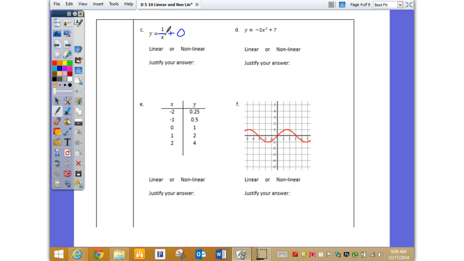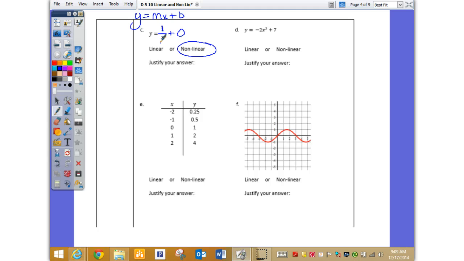Now, it's 1 over x. It's not 1x. Is that going to make a linear or a nonlinear? That is going to make a nonlinear line. It's not in y equals mx plus b form. Because here you're going to have to divide 1 by x. We don't do that when it's in y equals mx plus b form. We take it times the x, our slope. Here they're going to have something divided by x. It's not in slope-intercept form, so it is nonlinear.